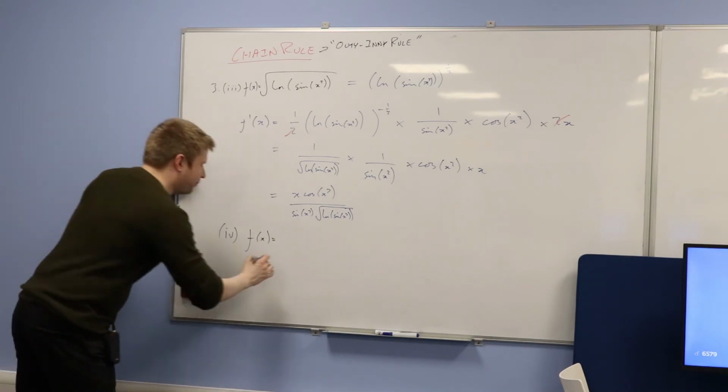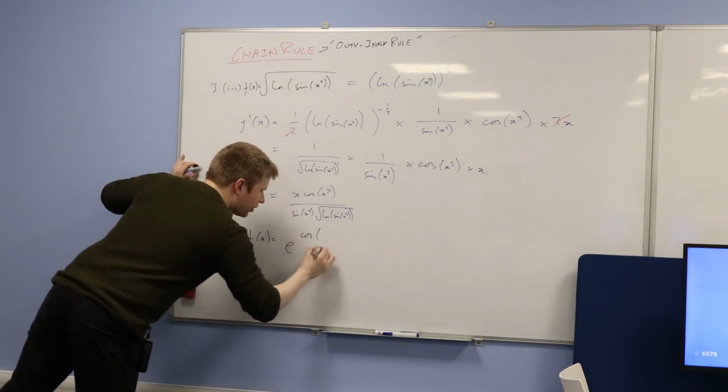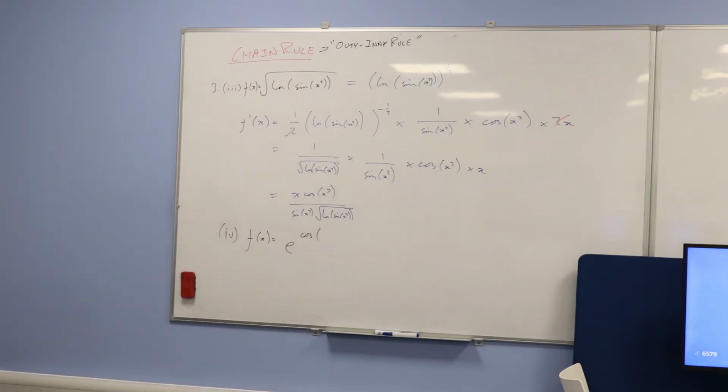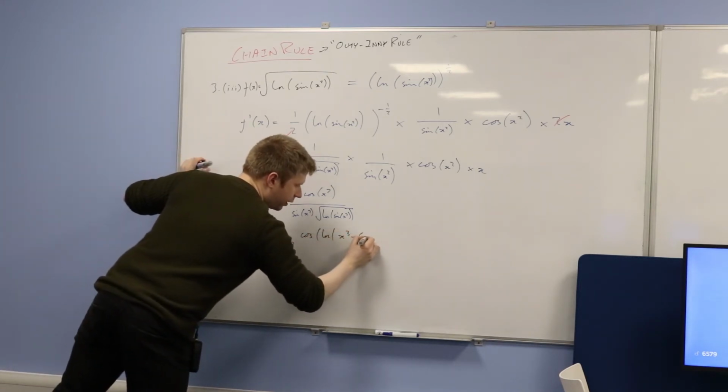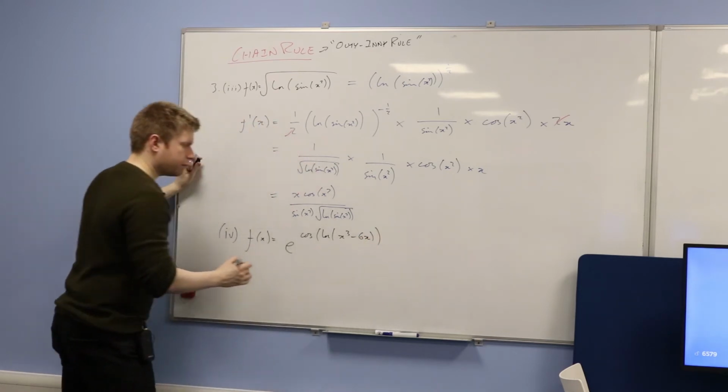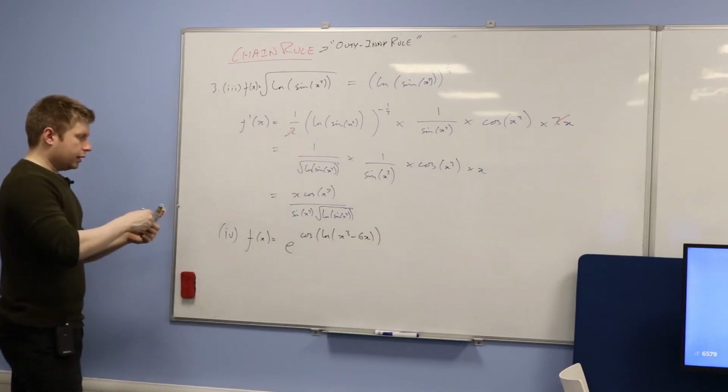e to the power of cos of natural log of x cubed minus 6x. Is that right? Yes? Okay, fine. So here we go.